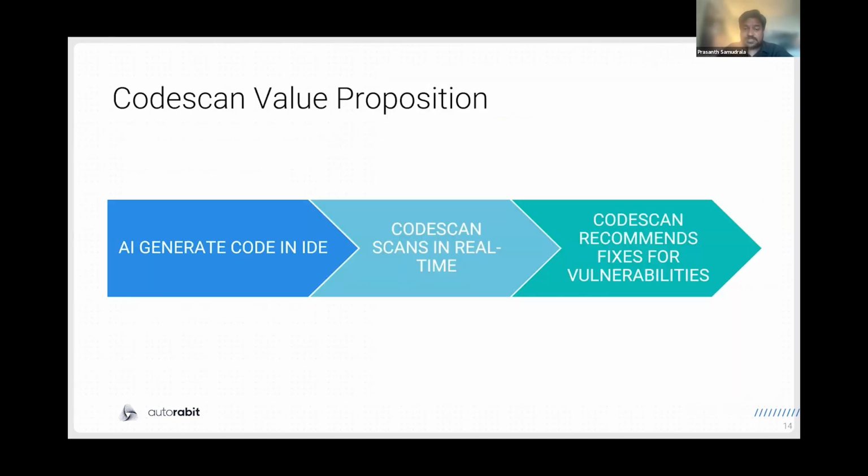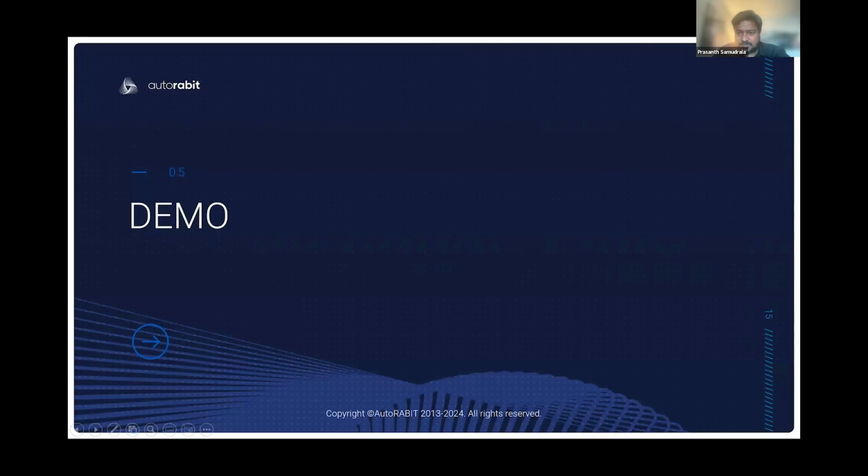So our value proposition is the following. AI generates the code in an IDE or anywhere in the developer org or in the Salesforce org. CodeScan scans the code in real time, and it recommends fixes for those vulnerabilities. I'm going to give you a small demo of how exactly that works. Josh, can you go to the next slide, please? All right, fantastic. So let's do a quick demo here.